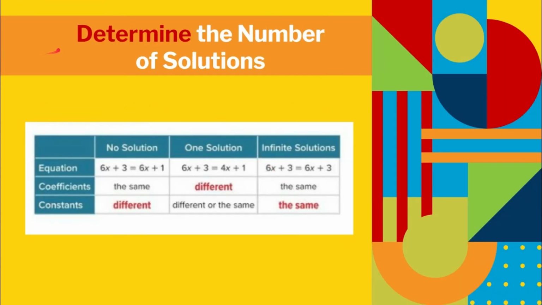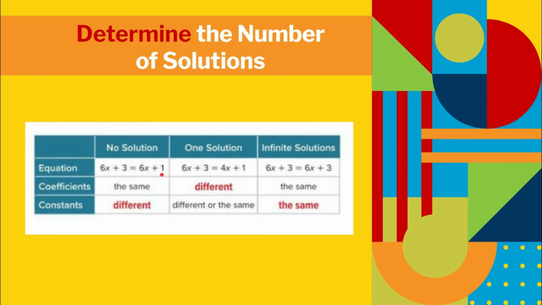Next, we will determine the number of solutions to an equation. It is possible to determine the number of solutions to an equation without actually solving it. The number of solutions can be found after each side has been simplified. An equation will have no solution, such as this one, when the coefficients 6x and 6x are the same, and the constants 3 and 1 are different.